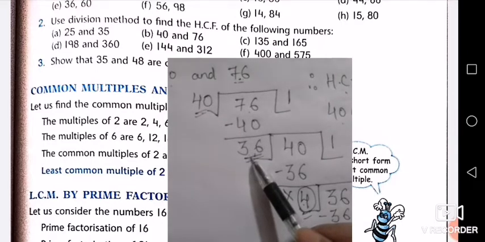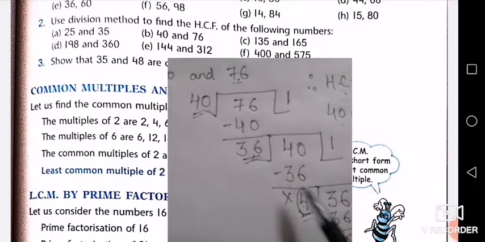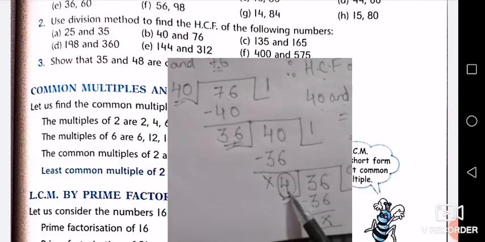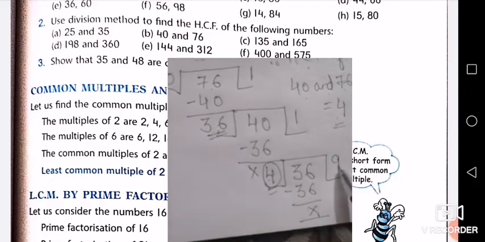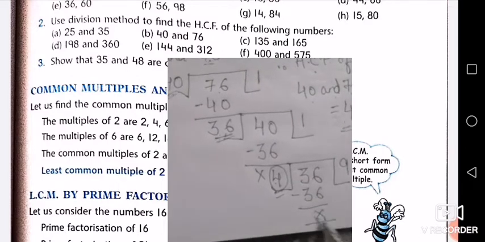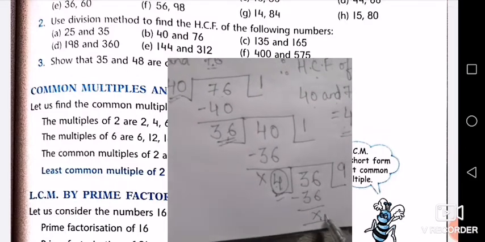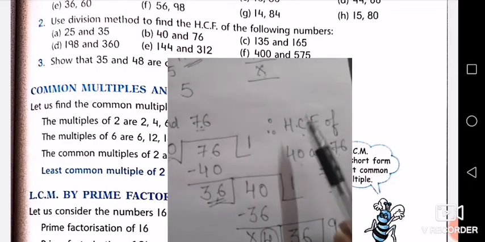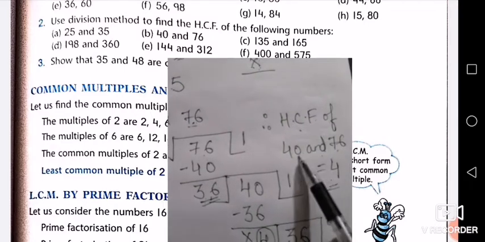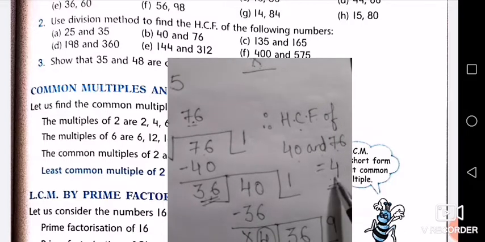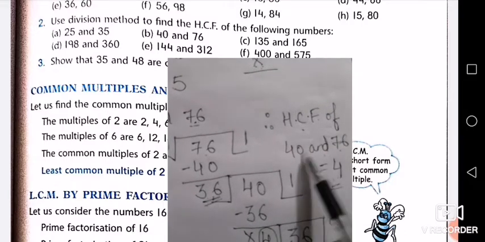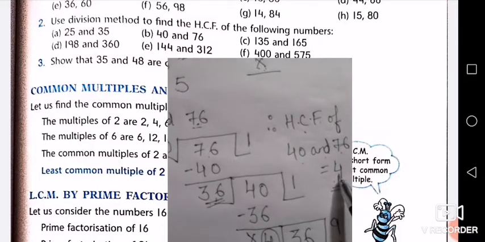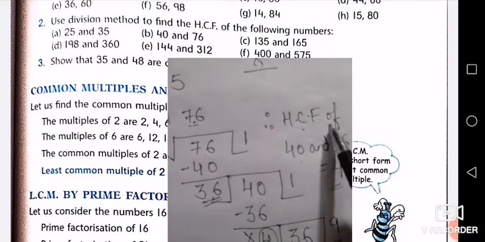This 36, which is the divisor for the second step, will become the dividend for the third step, and this remainder will become the divisor. 9 times will be 36, and you will get 0 as a remainder. The divisor which gives you 0 as a remainder will become the HCF of the given two numbers. HCF of 40 and 76 is equal to 4. I hope this question is clear.